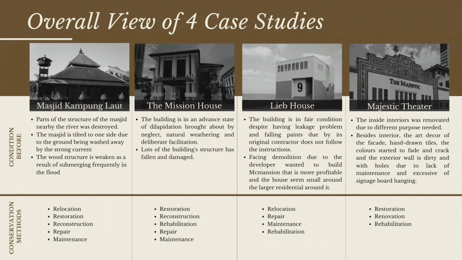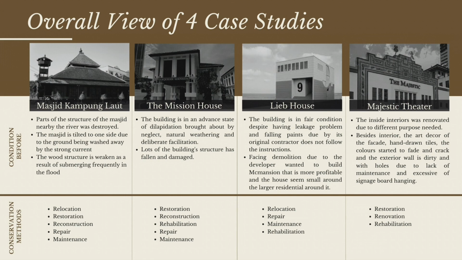The 4 case studies from the previous assignment that I will be analyzing are Masjid Kampung Laut, the Mission House, Leap House, and Majestic Theatre. In the past, all 4 buildings faced different situations, causing them to be damaged and require repair. The situations are natural disaster, being abandoned, improper renovation and maintenance. To conserve these buildings, they will need to undergo restoration, reconstruction, repair, and maintenance.